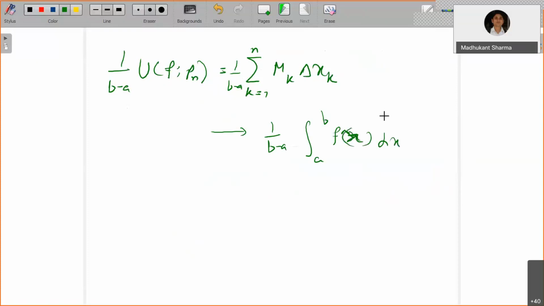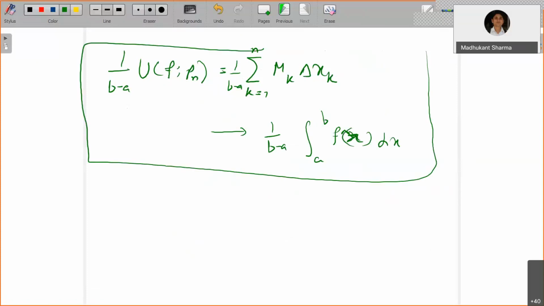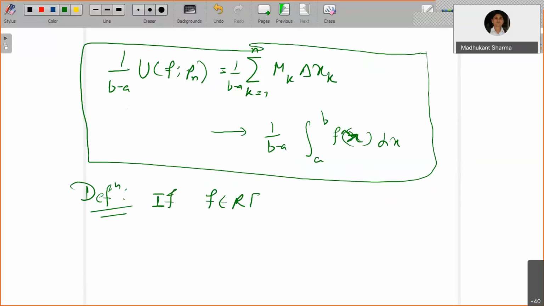Okay, it means total area divided by the length of the interval. So you can treat this as a definition of finding the average value of a function. Here is the definition: if f is Riemann integrable, then the average value of f is equal to 1 upon b minus a times the integration from a to b of f of x.